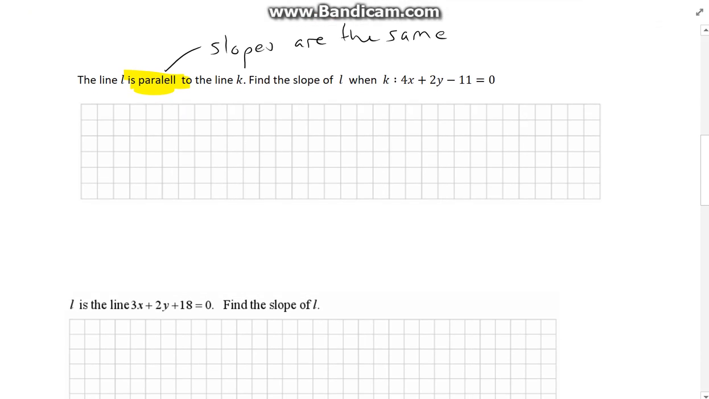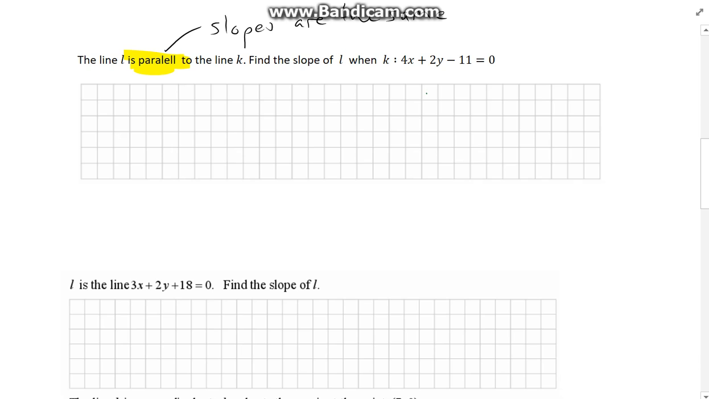In this question, it says the line L is parallel to the line K. Find the slope of L when K is equal to this. So we know the slopes are going to be exactly the same because they are parallel. So we'll find the slope of this line. We're going to use the format y equals mx plus c. Let's format it. We'll have 2y equals, so we have to bring across the 4x, which becomes minus, and bring across the minus 11, which becomes plus.